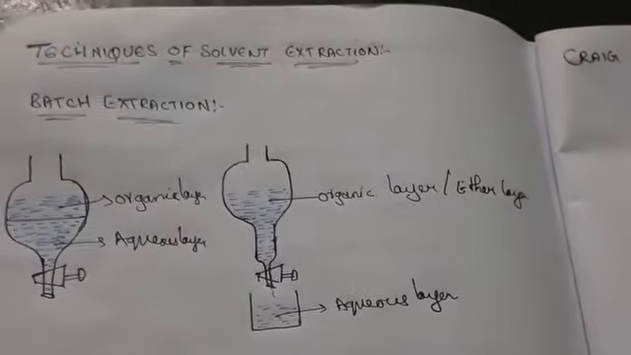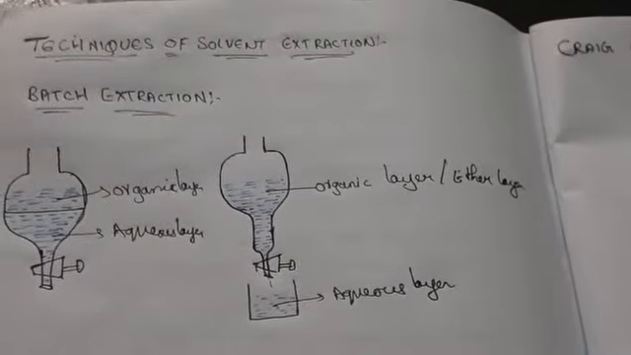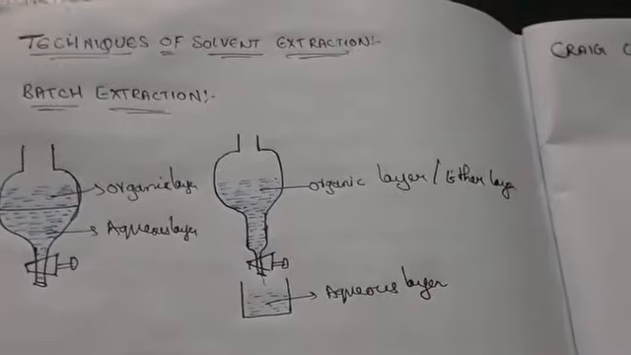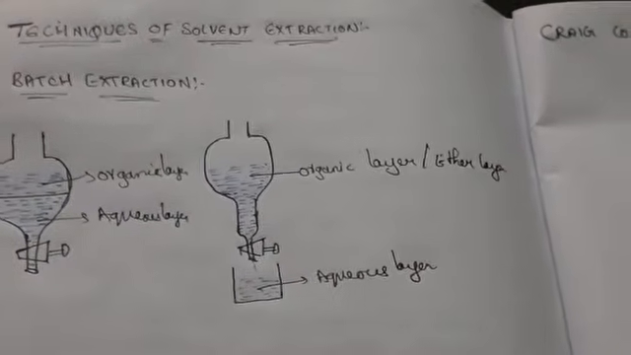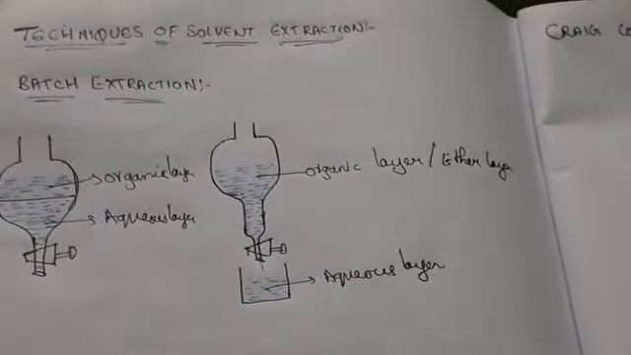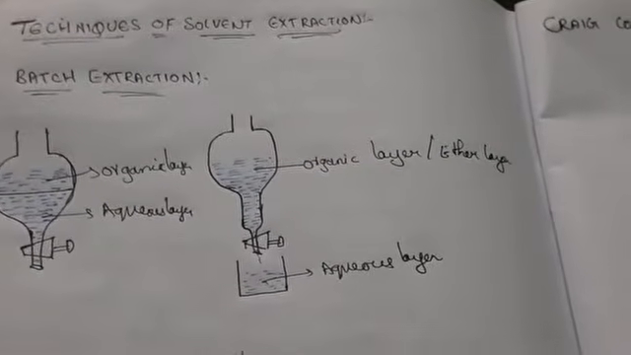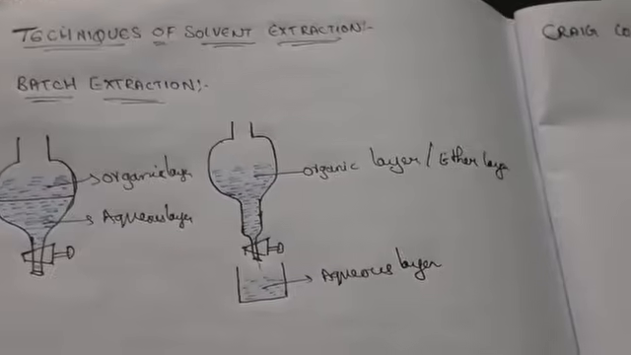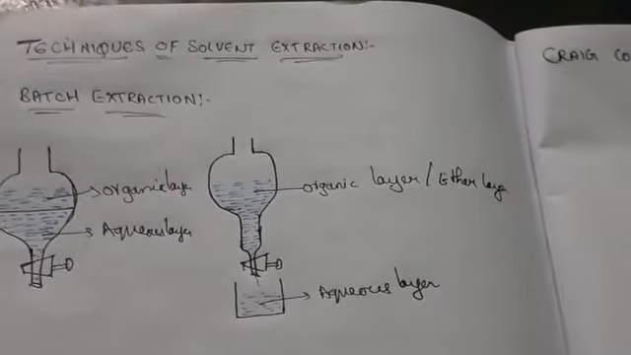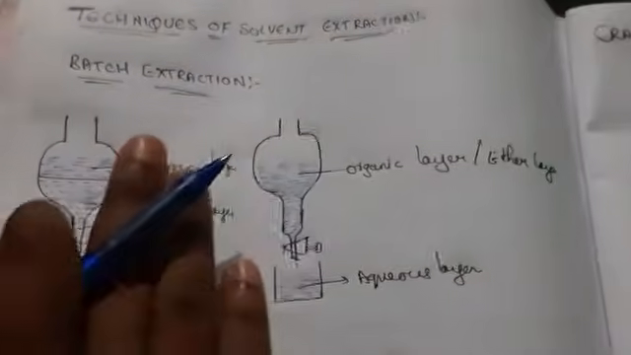The techniques or experimental procedure is the same here. It has three techniques. First is batch extraction, second is continuous extraction, third is Craig counter current extraction. Let us discuss the first one, batch extraction. Batch extraction is very commonly used, and everyone uses it in the laboratory only for small amounts of compound. Now let us see what batch extraction is.